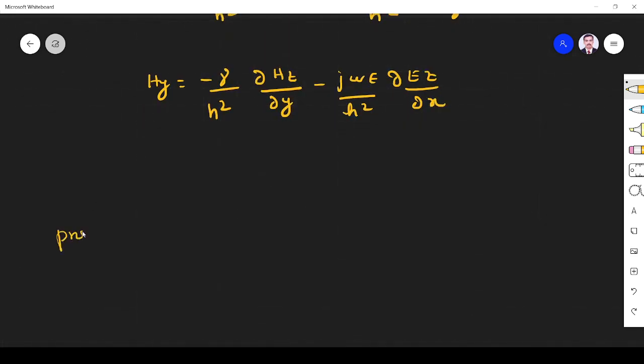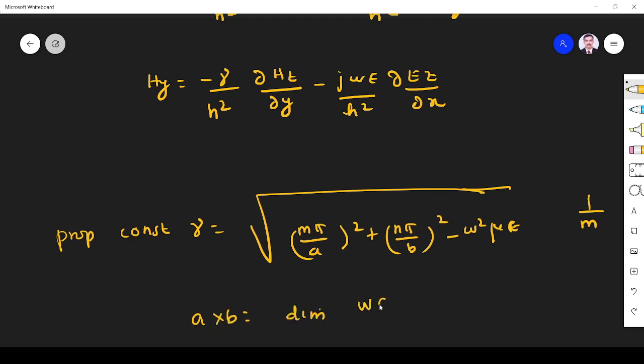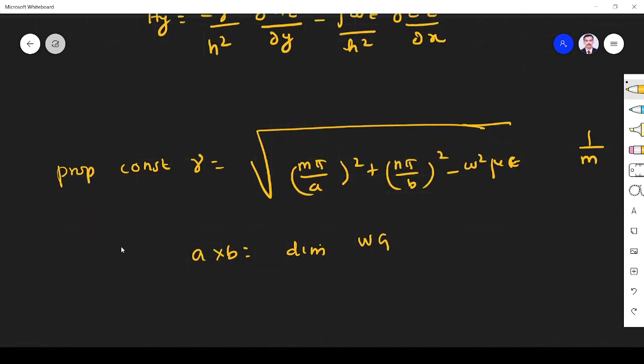Then the propagation constant of a rectangular waveguide, gamma, is given by the square root of (m pi by a) whole square plus (n pi by b) whole square, minus omega squared mu epsilon. The unit is 1 by meter. A cross B is the dimension of the waveguide, where A is the larger dimension. M and N are the mode numbers.